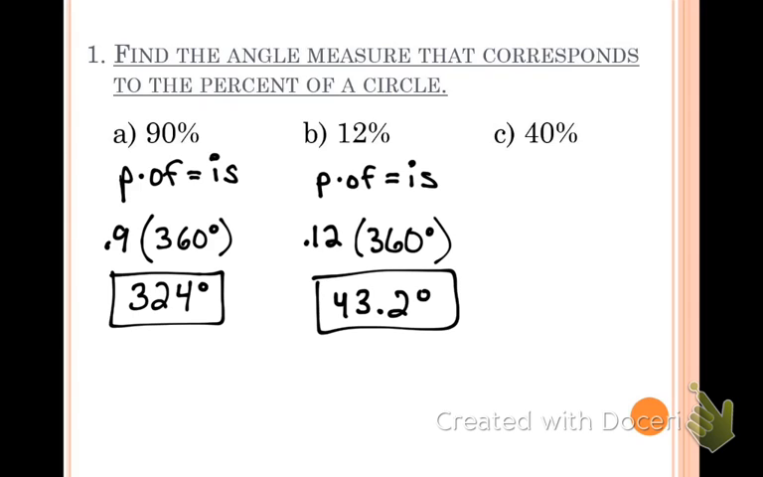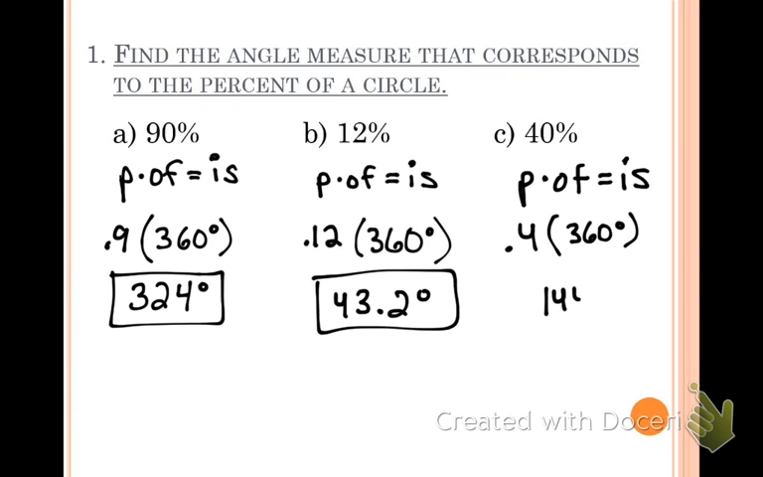All right, let me have you guys go ahead and do C on your own. Okay, so we start off with P times of equals is. Change that percent to a decimal, which would become 0.4. Multiply it times the total degrees in a circle, which is 360. And what's your answer? 144 degrees. Thank you once again for saying degrees. You always want to have your units attached to the answer.